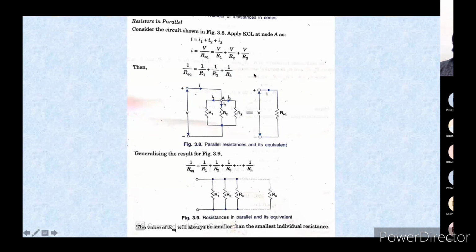Because the voltage drop across these will be the same, the current will flow through all of them and get divided, and therefore this formula is there. We know that when the resistances are connected in parallel, this is how to find the equivalent. So if there are n such resistances, 1 by R equivalent is equal to the sum of 1 by each resistance.